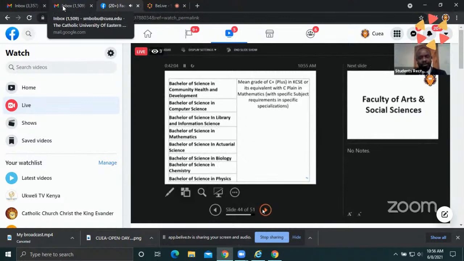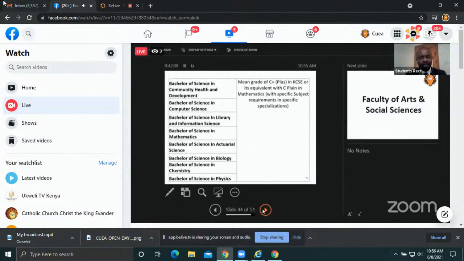For those coming for Bachelor of Science in Community Health and Development and Bachelor of Science in Library and Information Science, it is expected that you will have a mean grade of C+ in KCSE and also a C-plain in mathematics. A C-plain would also be required for those coming for Bachelor of Science in Biology, Chemistry, and Physics.